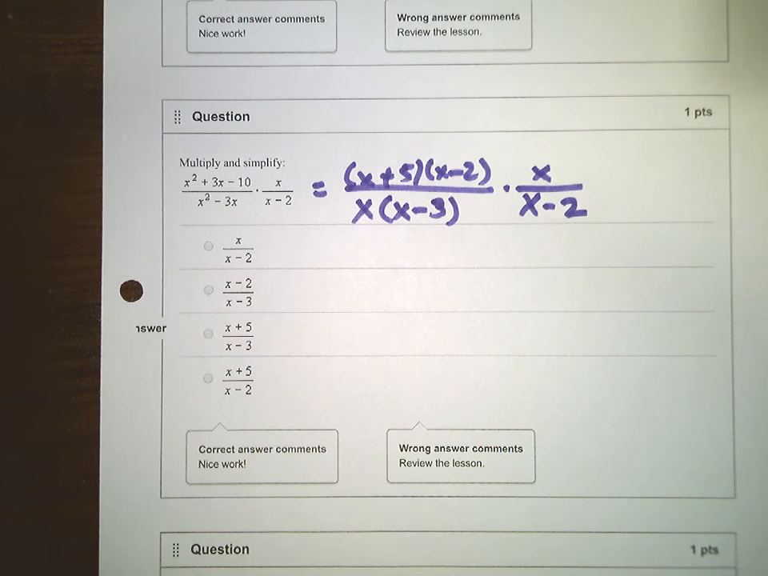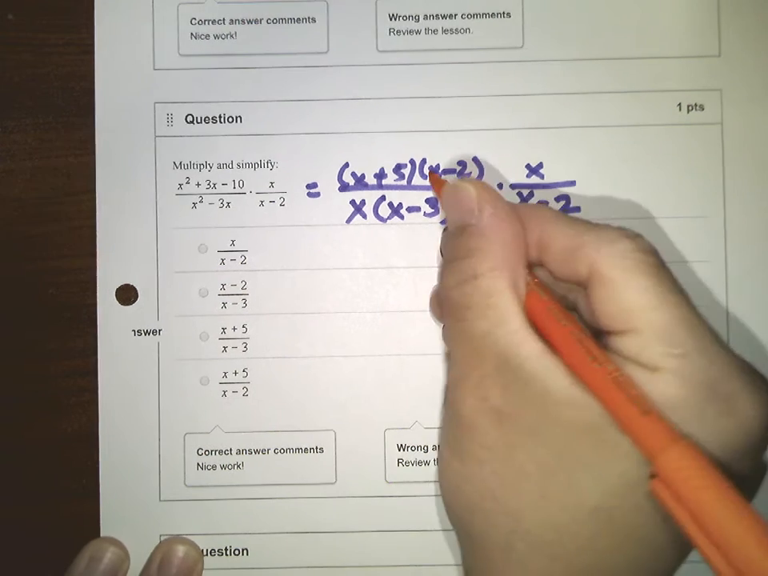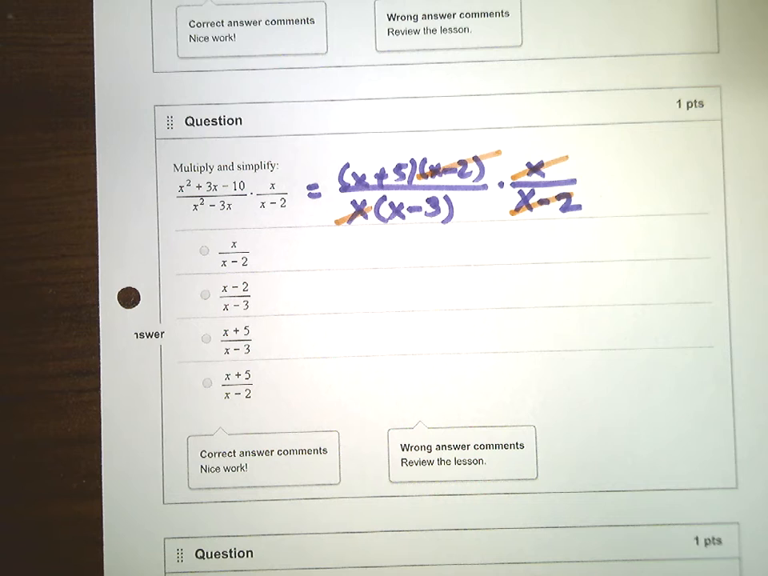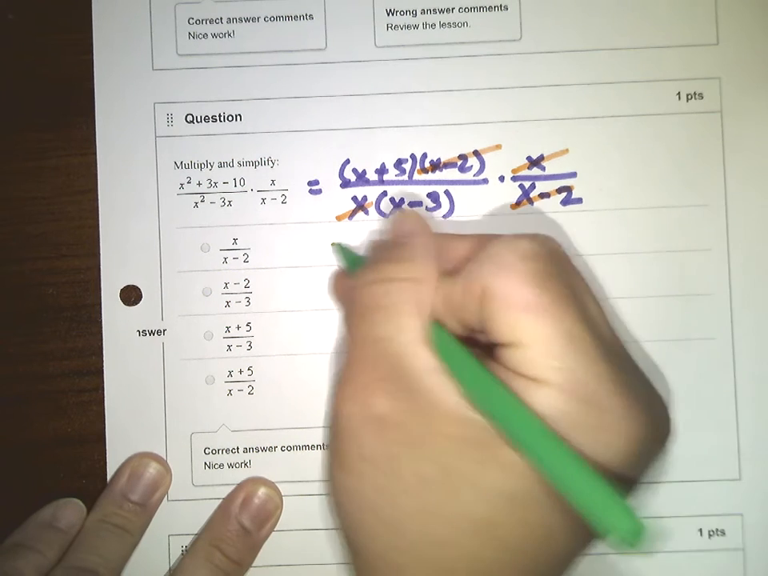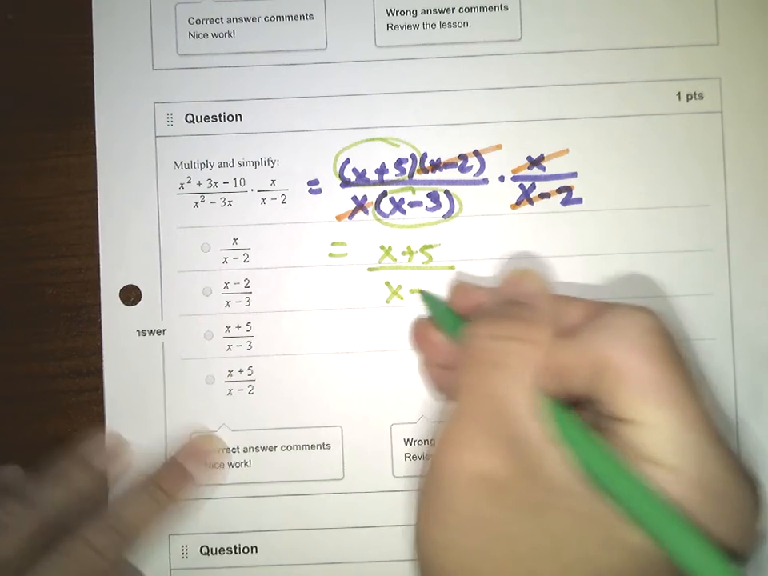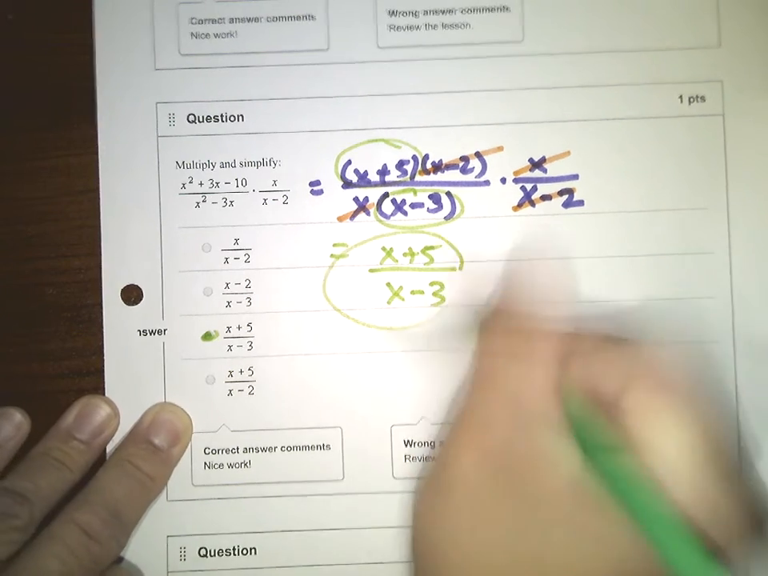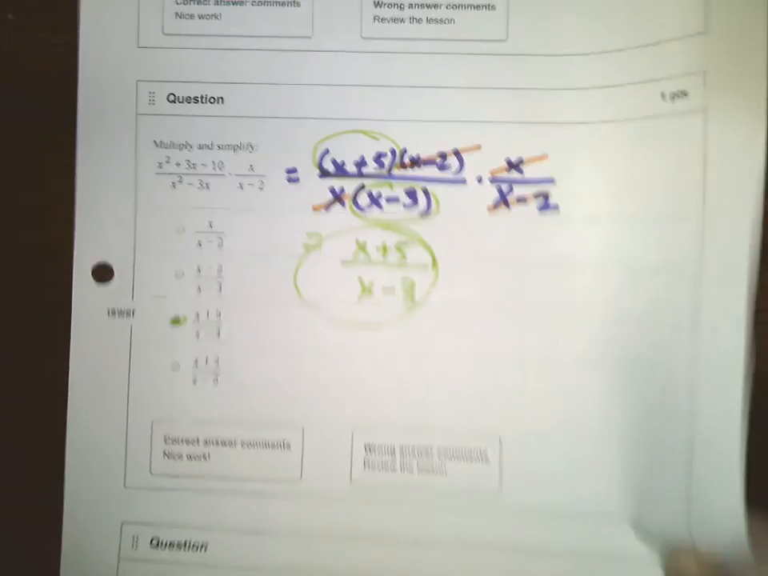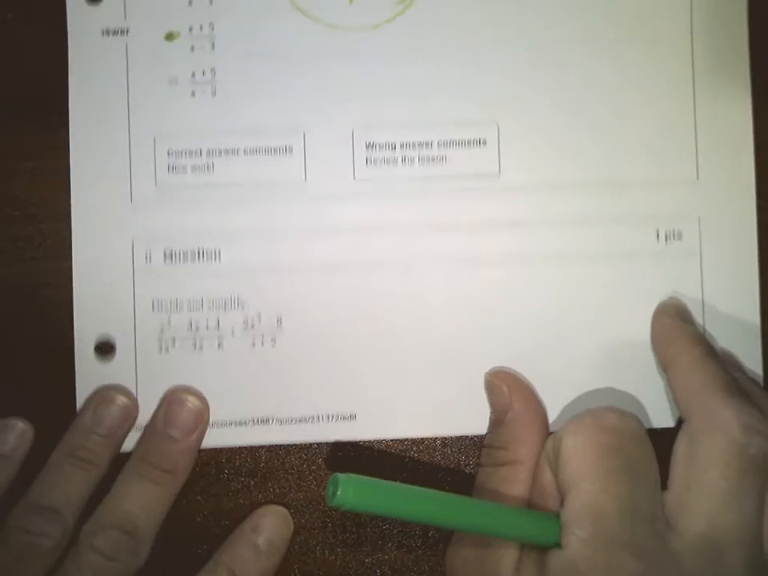I will divide out the common factors in the numerator and denominator. That will be x minus 2 and x. So I'm left with a grand total of x plus 5 right here over x minus 3. And there is my answer. What a time to be alive. All right, so I hope that you're enjoying this. So here is another example.